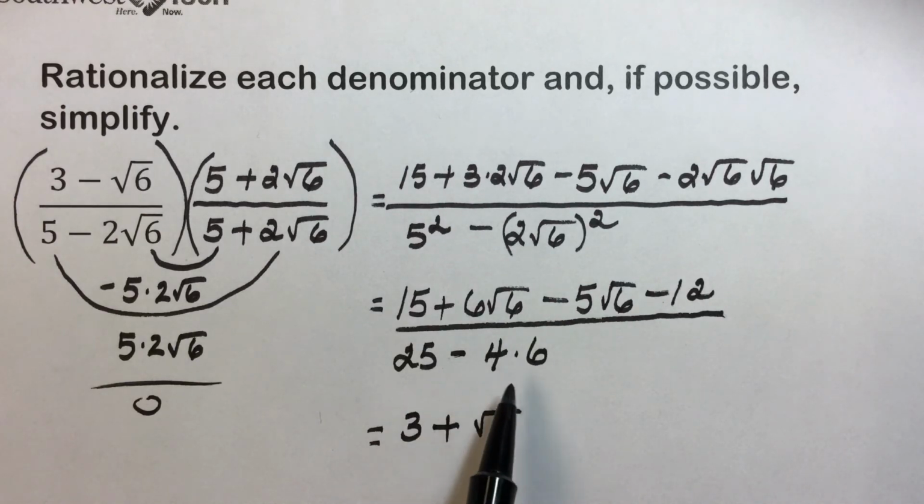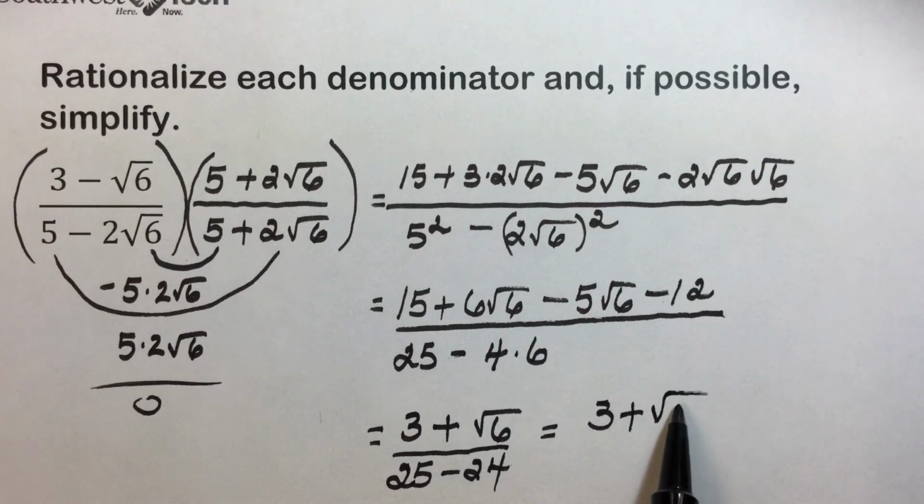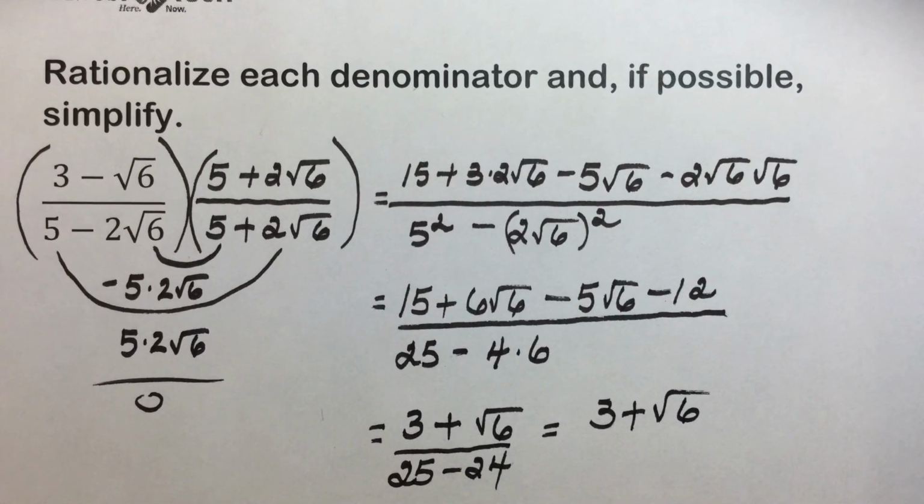And in our denominator, if we do our multiplication, we have 25 minus 24, which is 1, leaving a 3 plus square root of 6 over 1, which we'll just leave as 3 plus square root of 6 for our final simplified form, where we no longer have a radical in the denominator.